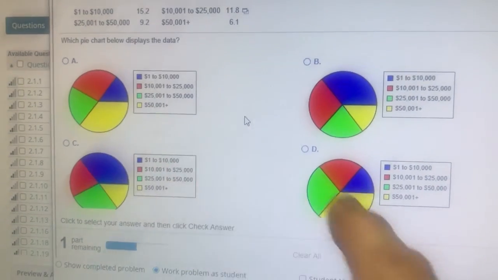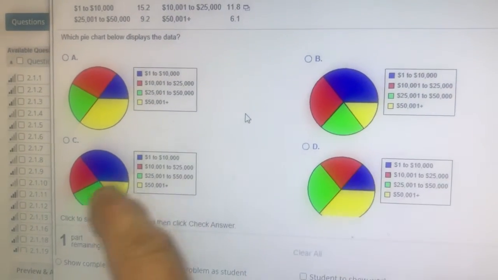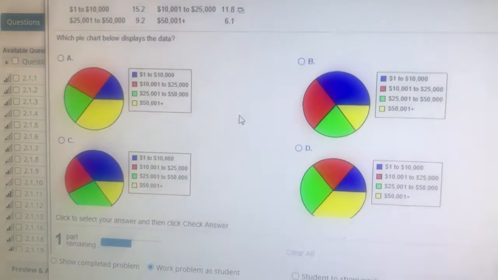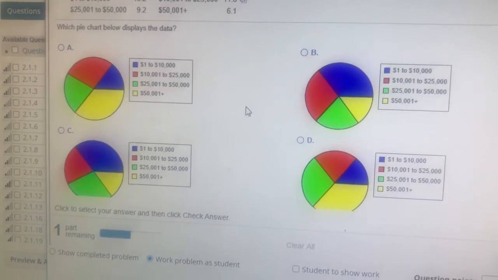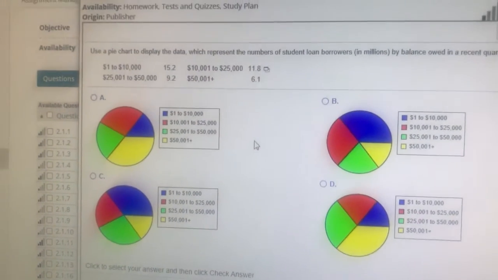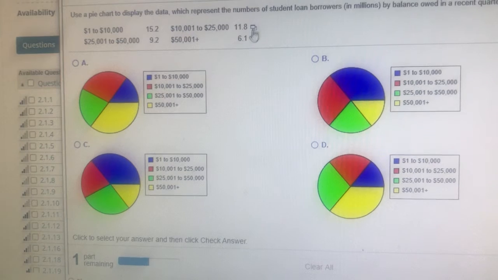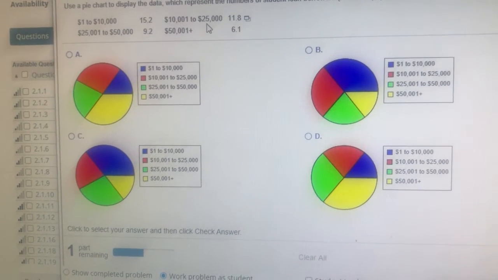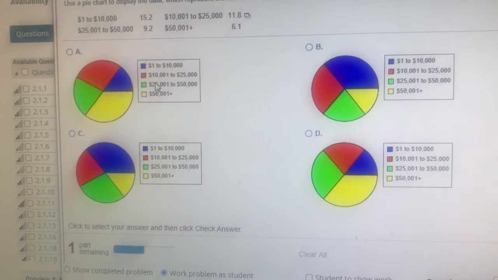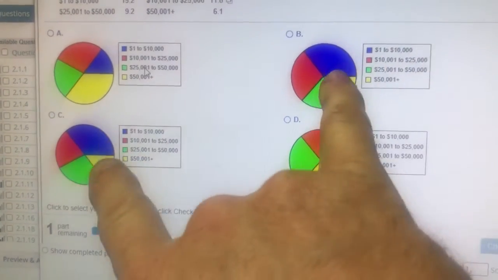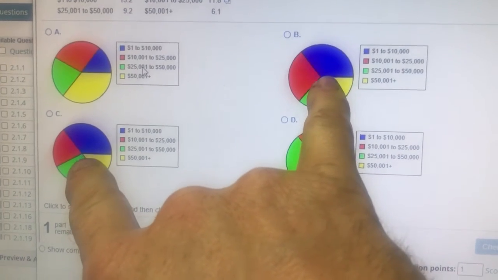So these 2 here, blue is not the biggest. It's got to be one of these 2. Now let's look at the other percents. The next biggest should be 10 to 25,000, which is the red. So red should be next biggest. We determined that it's got to be one of these 2.